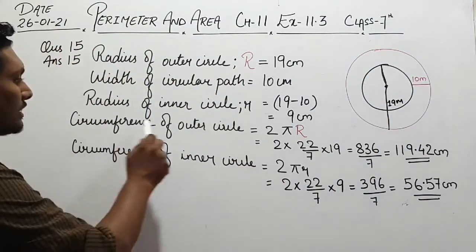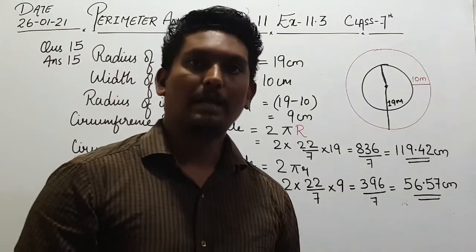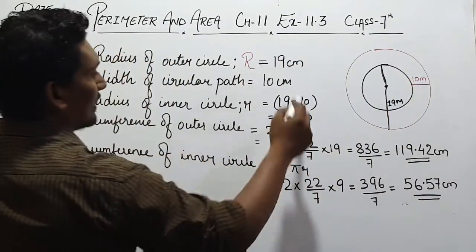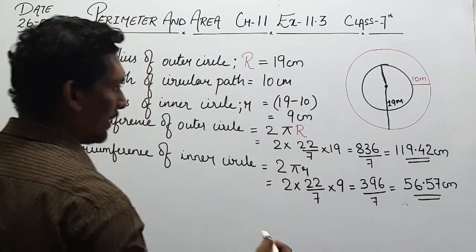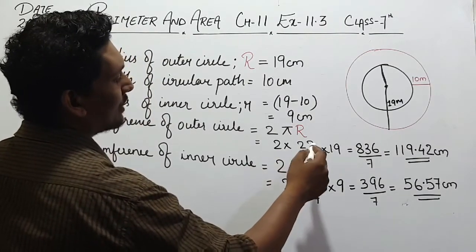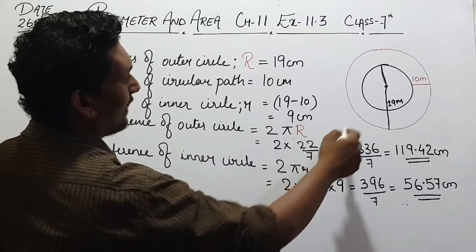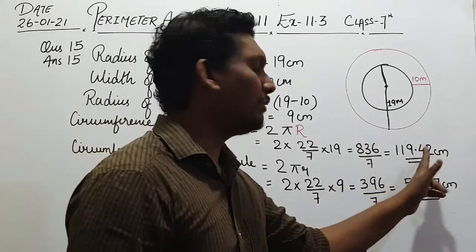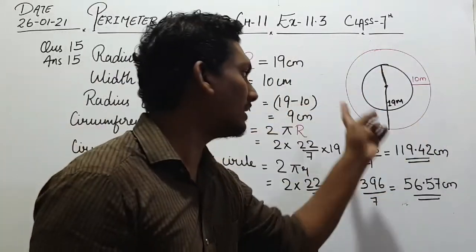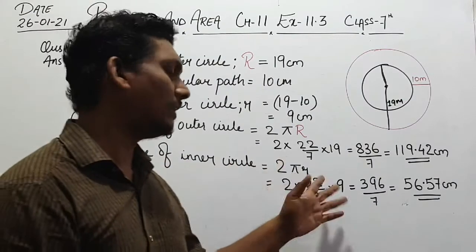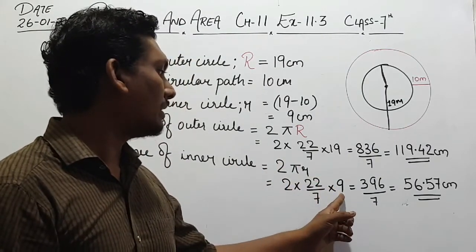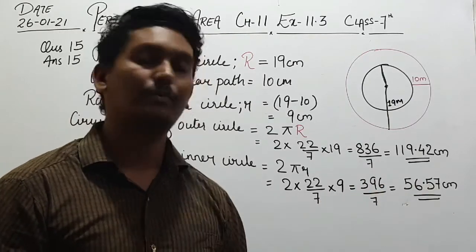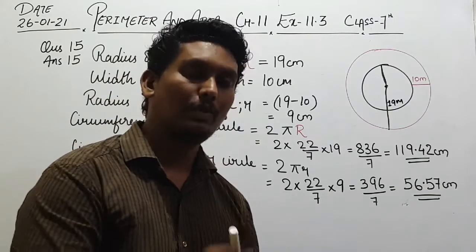Now we have to find the circumference of the outer circle and the circumference of the inner circle. The formula for the outer circle, we are using capital R here. So 2 pi R, where 2 into pi value is given 22 by 7 into 19. So 836 upon 7, you will get 119.42 for the outer, bigger circle. For the inner circle, same formula 2 pi R. Here R is 9 centimeter, so 396 upon 7, you will get 56.57. So this is the final answer for this question.